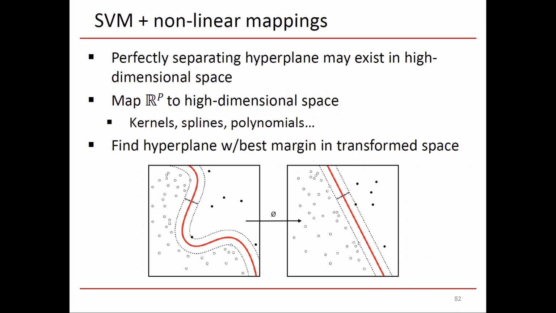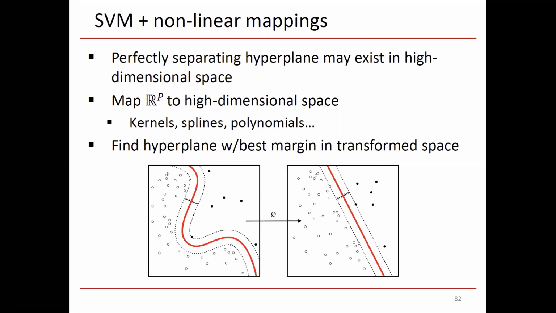Finally, what about nonlinear mappings? As I said earlier, one approach to allow for more data, larger n, is to allow for slackness. Another approach is to use support vector machines combined with a nonlinear mapping. So again, a perfectly separating hyperplane may not exist in dimension P, but it may exist in a higher dimensional space, because in a higher dimensional space, there's more flexibility. So we map R^P to a higher dimensional space, and as we've seen before, we can use various nonlinear mappings: kernels, splines, polynomials, sinusoids, you name it.